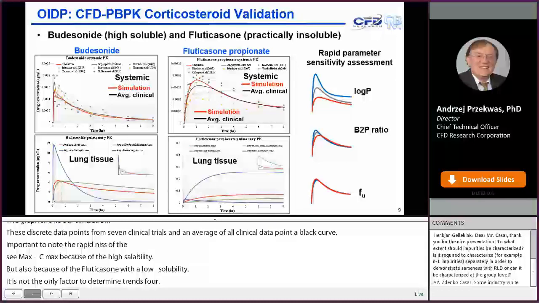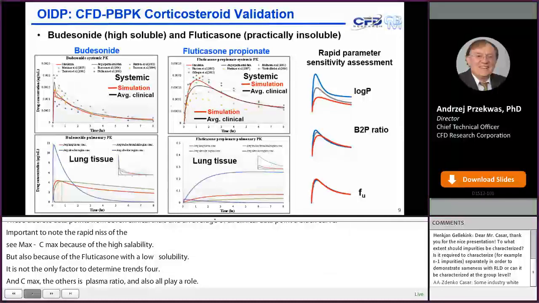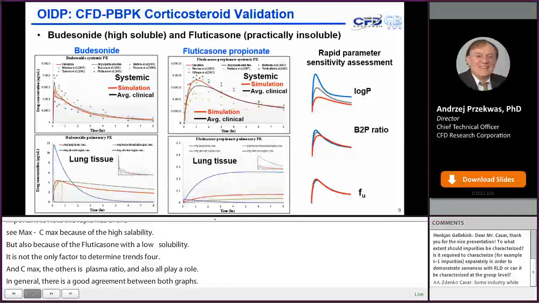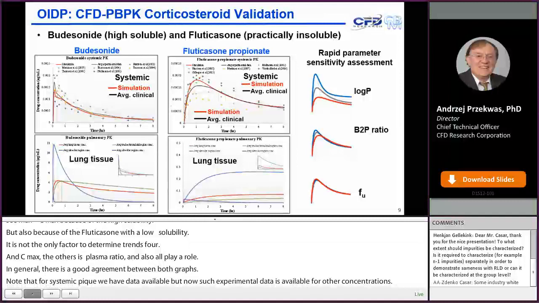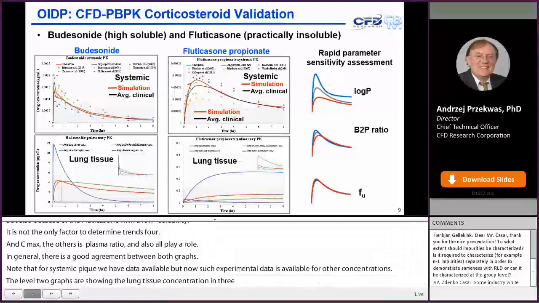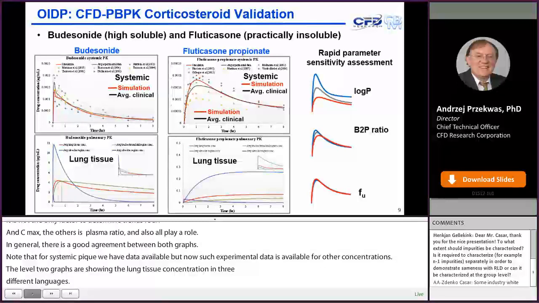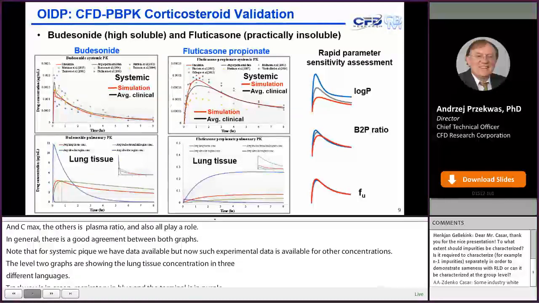In general, very good agreement has been achieved for both drugs. Note that for systemic PK, we have clinical data available, whereas no such experimental data is available for pulmonary tissue concentrations. The lower two graphs show the lung tissue concentration in three different lung regions: tracheobronchial region in green, respiratory region in blue, and the terminal alveoli in purple. The overall average lung tissue concentration is shown in red.